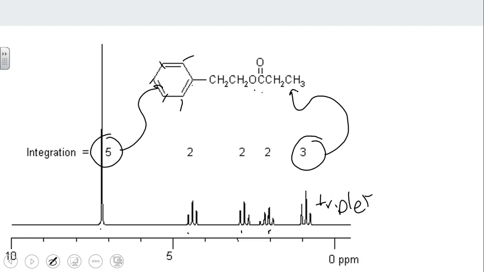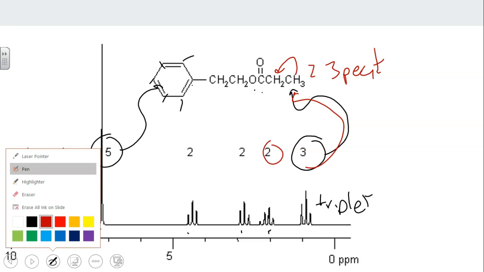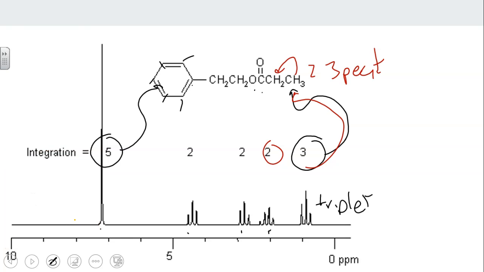So the first thing is that this that integrates to 3 is a triplet, and that represents this methyl group. That methyl group is a triplet because, again, when you look at the carbon next to it, there are 2 hydrogens on the carbon next to it, so that means you're going to see 3 peaks, and that's a triplet. And so that represents this. Now we look here. Well, what's that? That's a quartet, and that means that there are 3 hydrogens on the neighboring carbon.